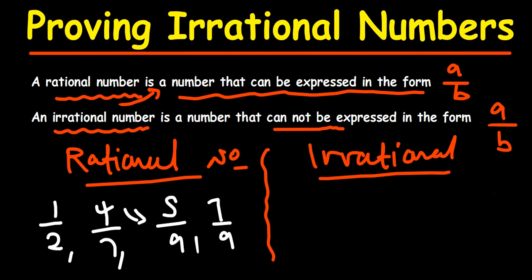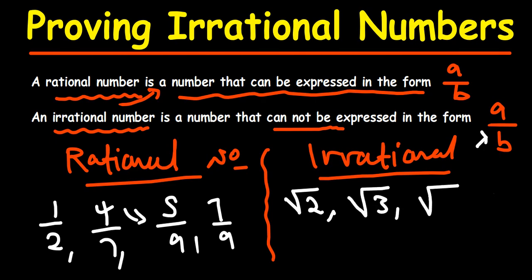When we come to the irrational numbers, we can give an example, the root of 2. This root of 2 can never be expressed in the form a over b, so it's an irrational number. Other numbers include root of 3, root of 5, even root of 7. All these numbers are irrational. They cannot be expressed in the form of a fraction.